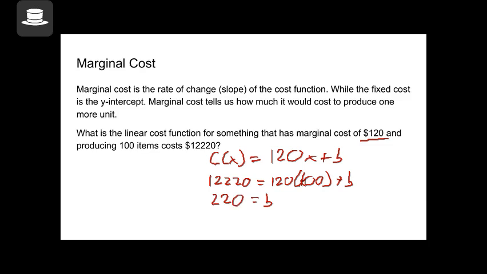So my cost function is C of x equals 120x plus 220. Now I could plug in any value for x and figure out how much it would cost to produce that number of items.